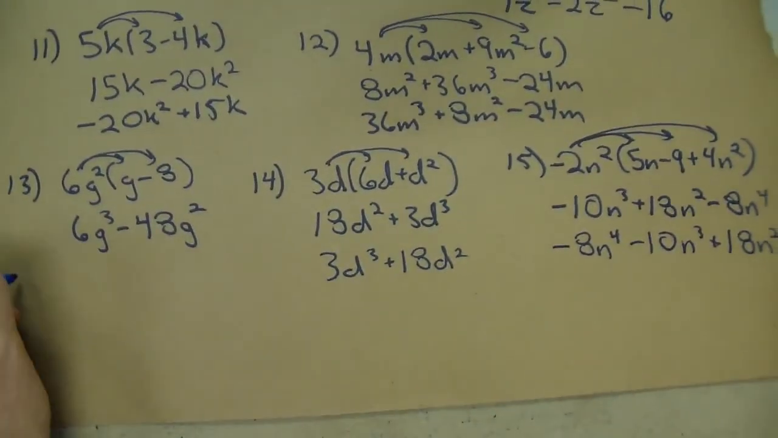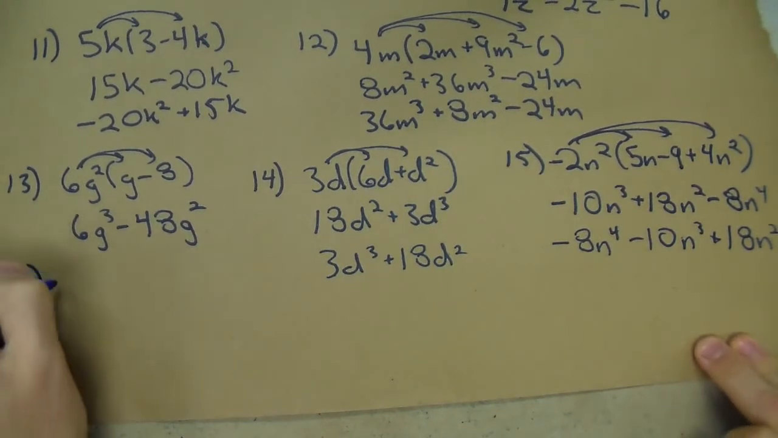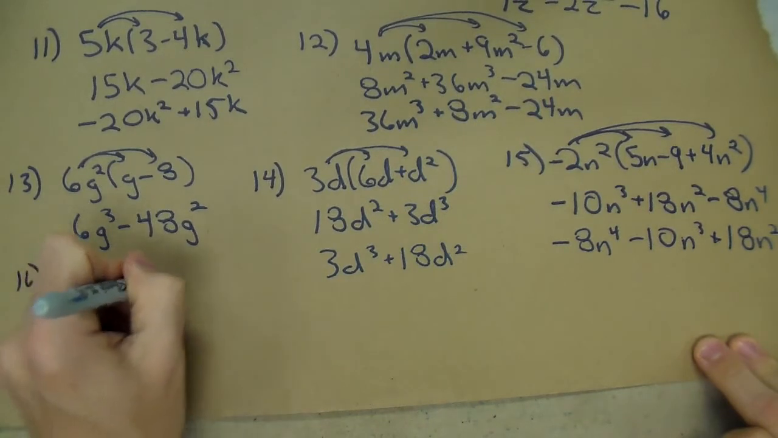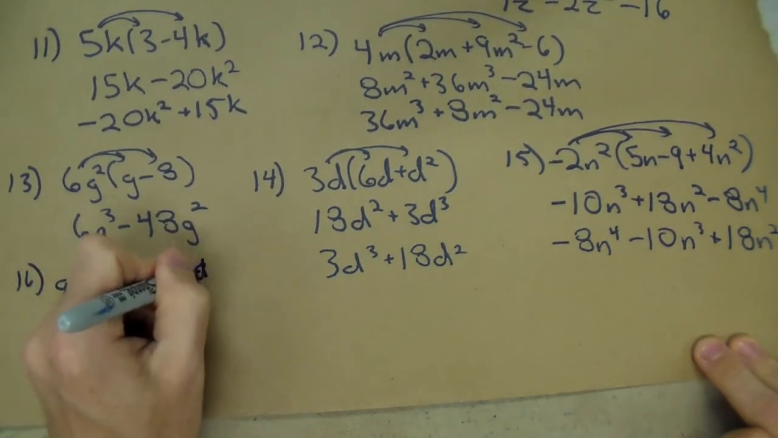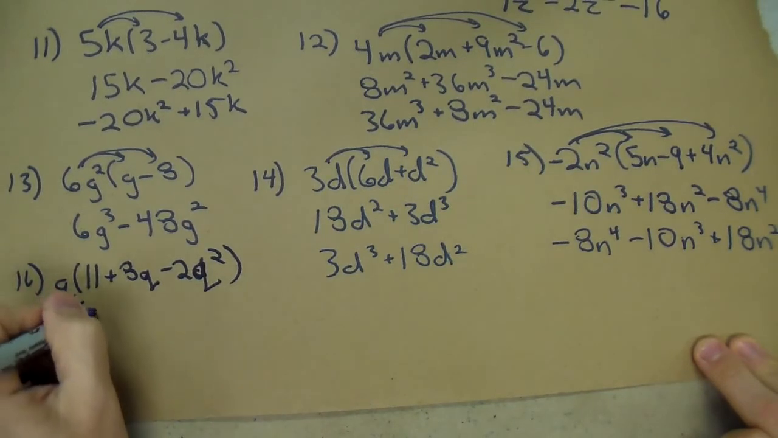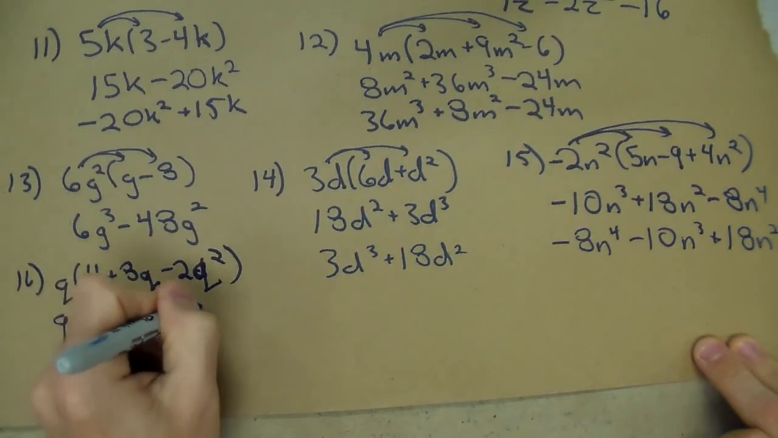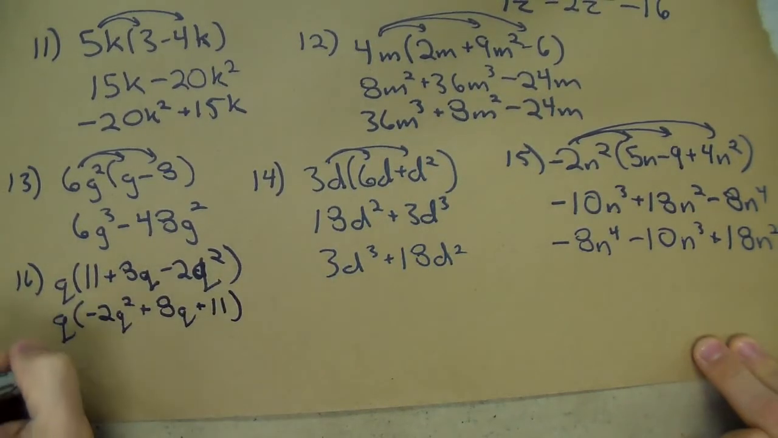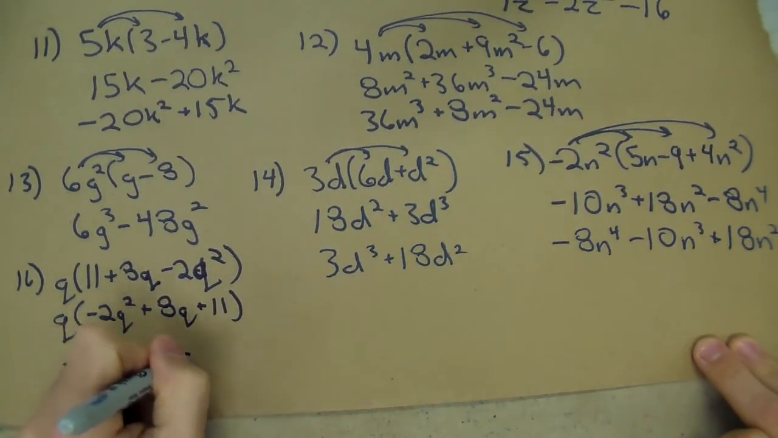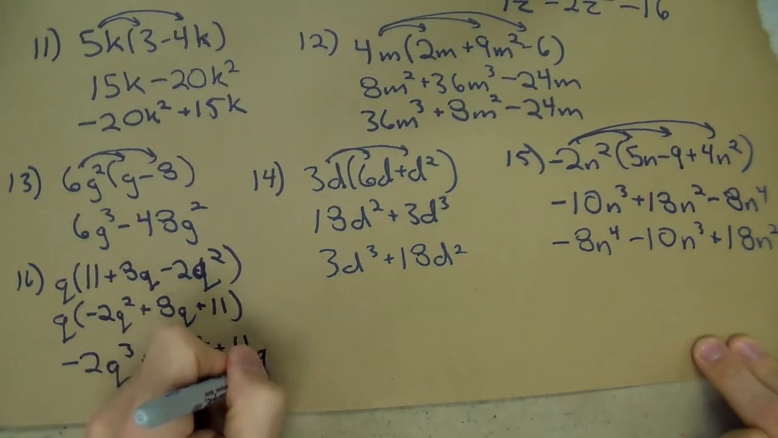The last one that will fit in this section before I go to a new page is number 16, and that was q times 11 plus 8q minus 2q squared. I could sort this one out first and make it negative 2q squared plus 8q plus 11, then distribute, and we get negative 2q to the third plus 8q squared plus 11q.